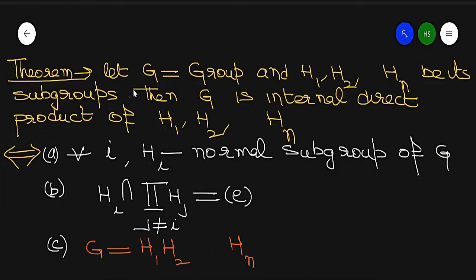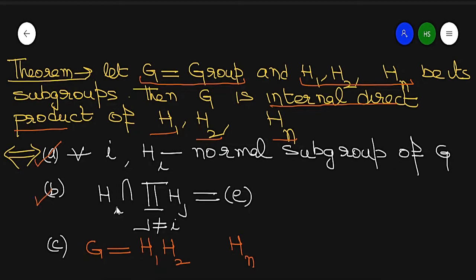Now next theorem is, let G be a group and H1, H2, Hn be its subgroups. G is the internal direct product of its subgroups H1, H2 and Hn if and only if it satisfies three conditions. Condition number 1, Hi is a normal subgroup of G.